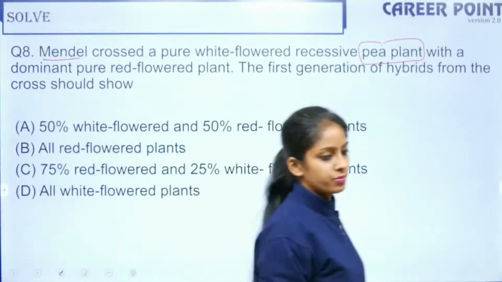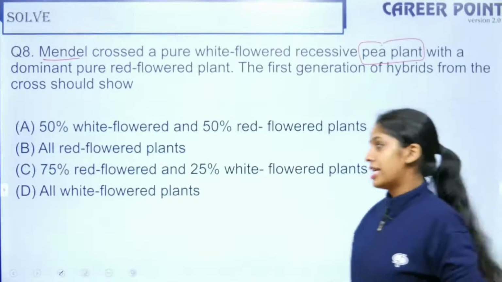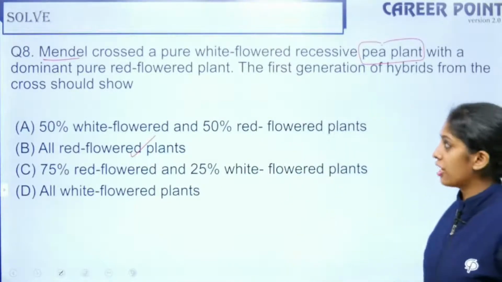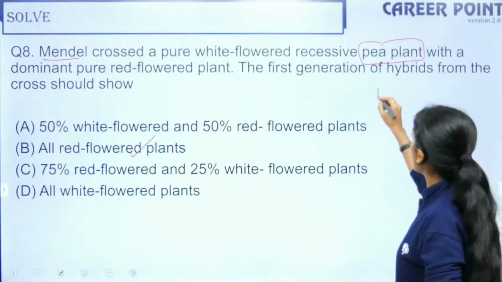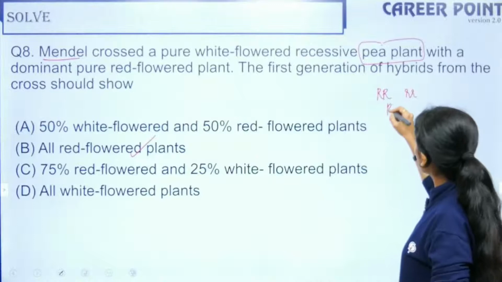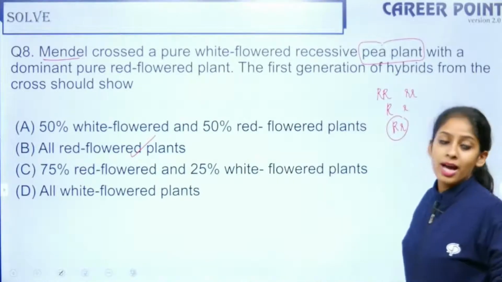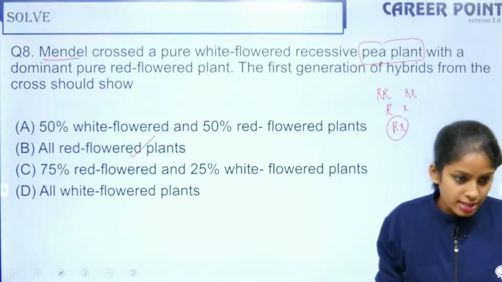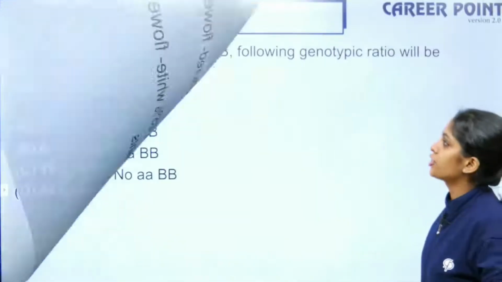Yes, what is the answer? Yes, absolutely right, Prince. So very good. I am really happy. Good, Keshav. So this is Mendel's cross, right? White flowered is recessive, red is dominant. So in the F1 generation, it will be like this. This is a pea plant, and the pea plant does not show incomplete dominance. So all are red flowered plants. Yes, absolutely right.